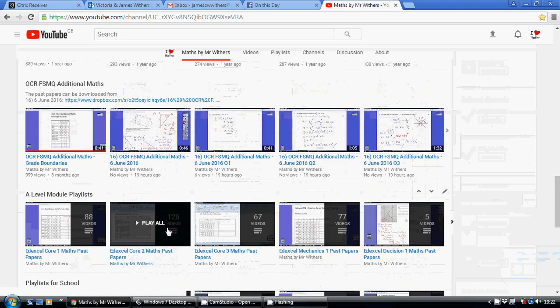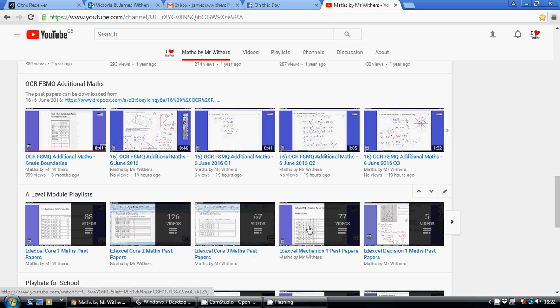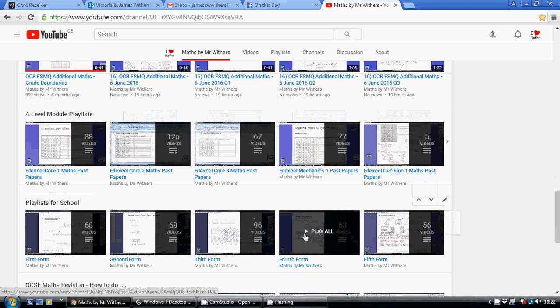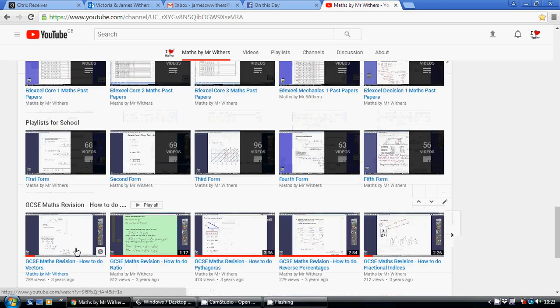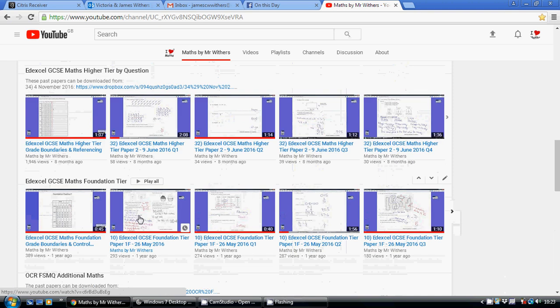Then I've got separate playlists here for each of the A-level modules. Again, it's sort of pre the new style, so it's the old Core 1, Core 2 and what have you. But Core 1, Core 2, Core 3, Mechanics, Decision, and a bit further down there's some OCR ones as well. That's some stuff from my school, so you probably want to give that a miss. Then I've got a whole bunch of videos where we're looking at the GCSE topic by topic, so that's pretty good. And then I just finish it off with various bits and bobs, including the functional skills level 1 and level 2 if you're studying that.